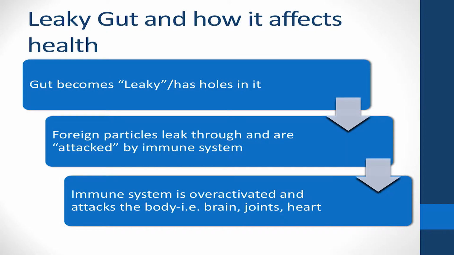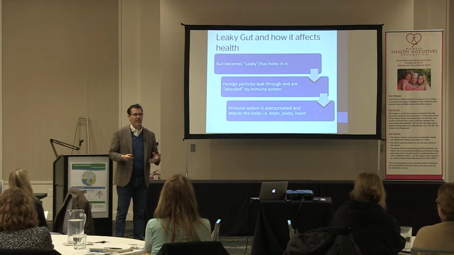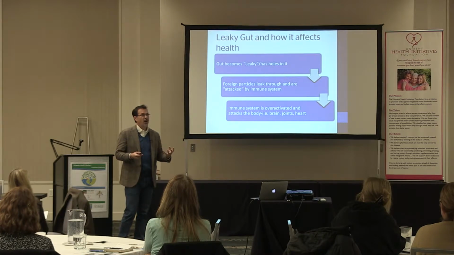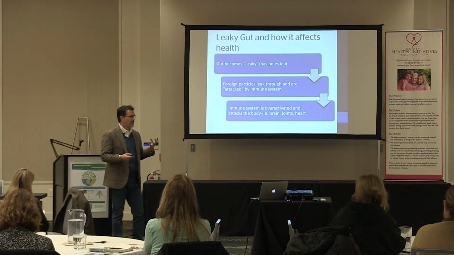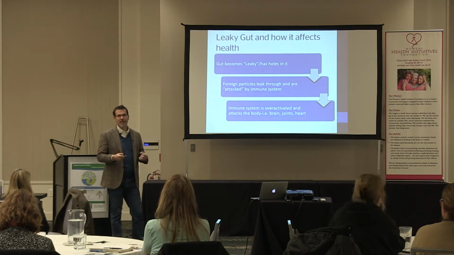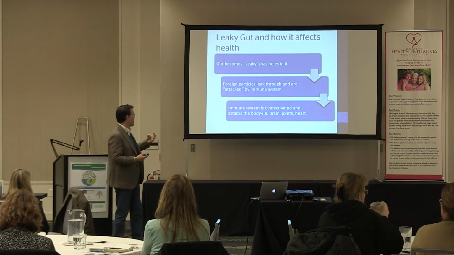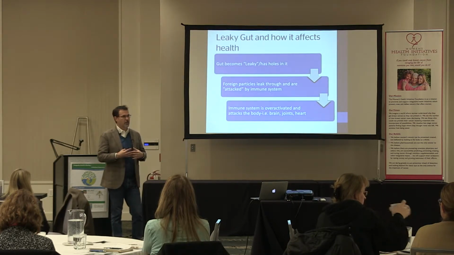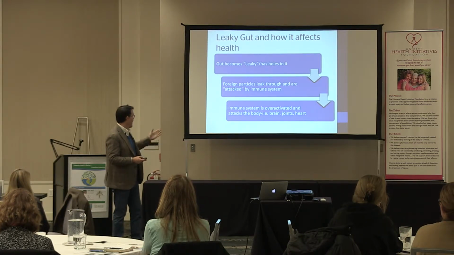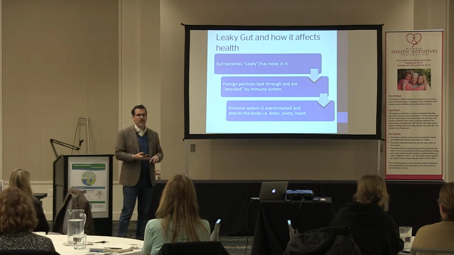So this is just kind of a summary slide. Gut becomes leaky, has holes in it. Foreign particles leak through and are attacked by the immune system, okay, things that it doesn't recognize. Some people are like, well, I'm allergic to broccoli. Well, you possibly are. It's not that you're supposed to be allergic, but have food sensitivities, but your gut is so leaky, it's letting things that normally are healthy for us through, and the body's just kind of gone into chaos as far as the immune system, and it's attacking everything. And so with the immune system getting overactivated, it attacks the body, it attacks the brain, the joints, the heart.